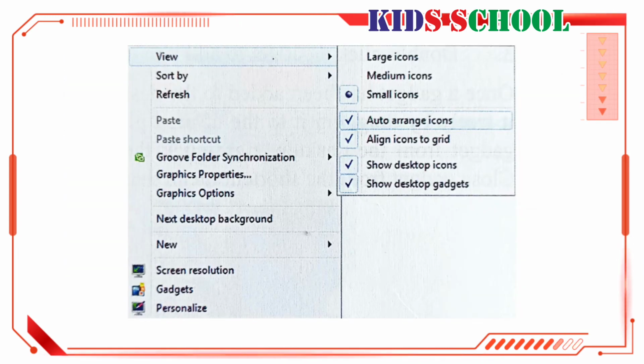Note that in order to move the icons manually, the Auto Arrange Icons option should be unchecked. To uncheck the Auto Arrange Icons option, right-click anywhere on the desktop. This displays a shortcut menu. Select the View option and then click the Auto Arrange Icons option from the submenu that appears.